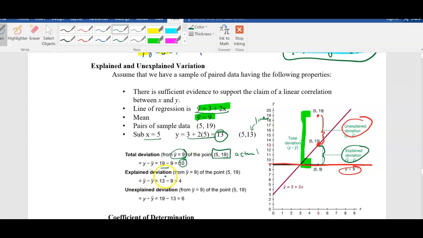Now the part that's explained by my line would be 19 is where we're plugging in here. This is the point we're looking at. So the y-hat, when you plugged in the 5, I got 13. So it's 13 minus 9. So I got 4 that is explained. And then when we look at the 19 here, 19 minus the 13, so 6 is unexplained by my line. So the part above the line, unexplained, between the mean and the line is explained. So this is explained here and here, and this other part above the line is unexplained.